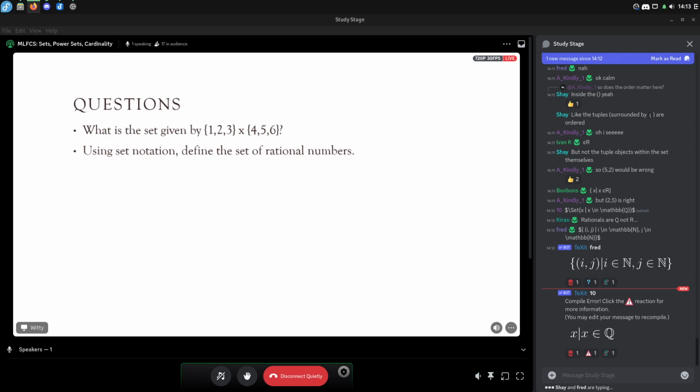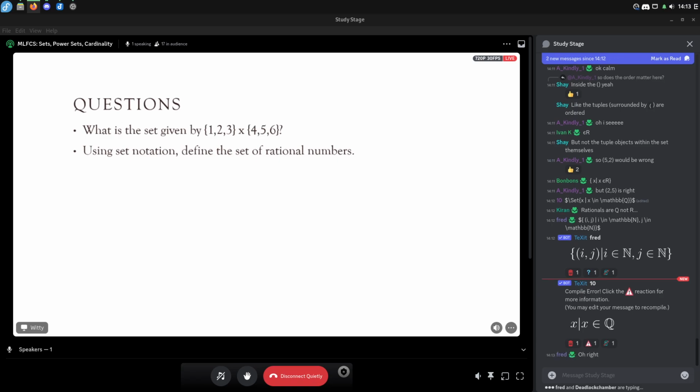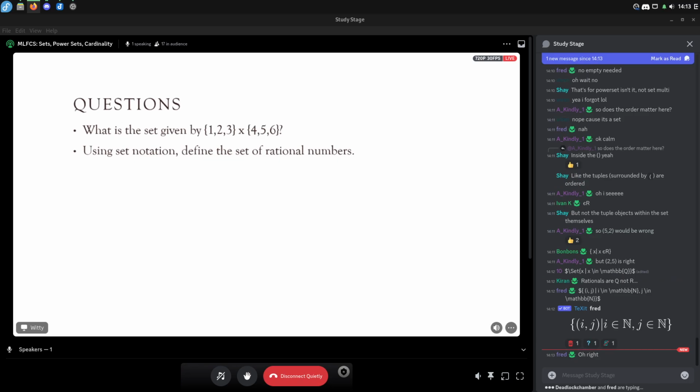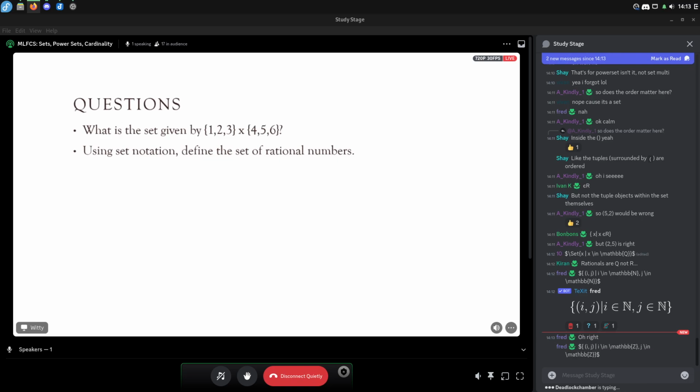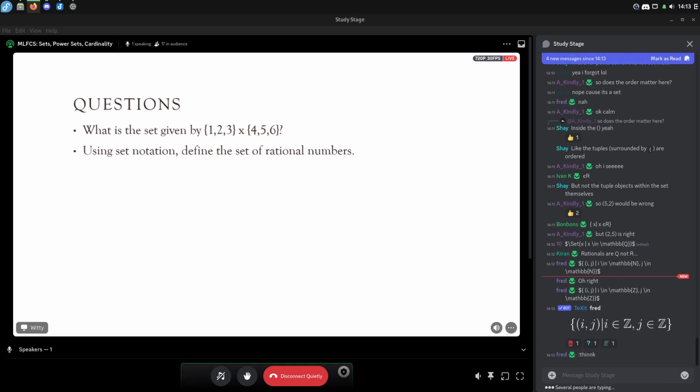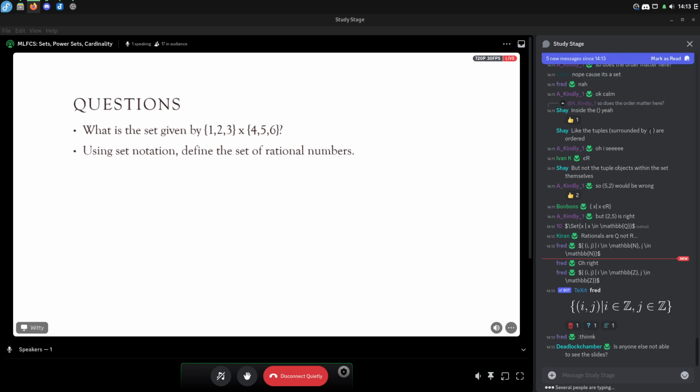Yep. So it is i and j. The only thing I'd say about your solution, Fred, is that i would need to be an integer, not a natural number, because you can have negative rational numbers as well. So normally we say the numerator is an integer and the denominator is a natural number. The other thing you'd need to add to your solution, Fred, is that j cannot be 0 because you can't divide by 0.